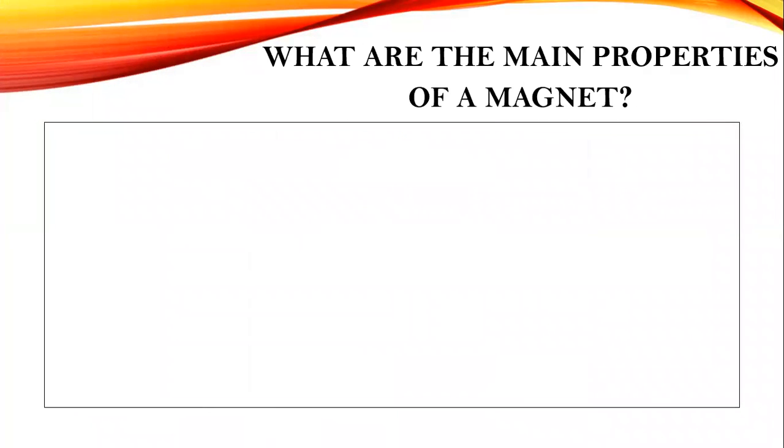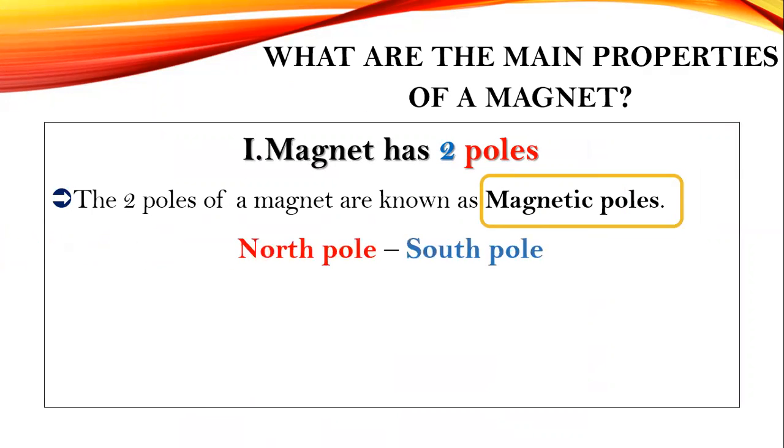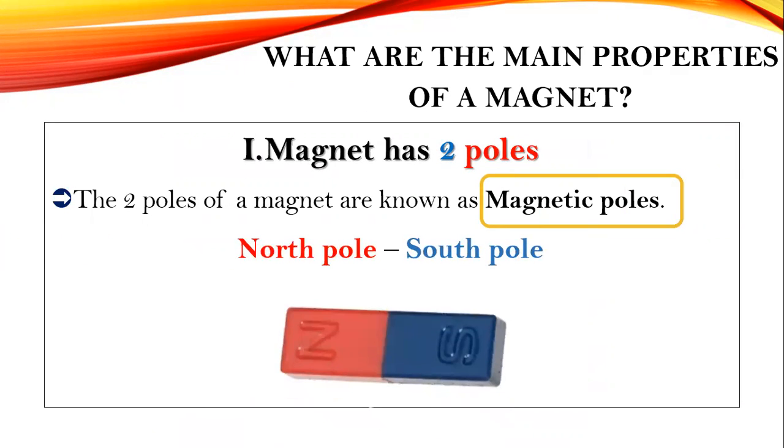What are the main properties of a magnet? Magnets have unique characteristics, as we are going to see now. The first property is that any magnet must have two poles. Yes, every magnet has two poles. The two poles of a magnet are known as magnetic poles. We have two poles, which are the North Pole and the South Pole.